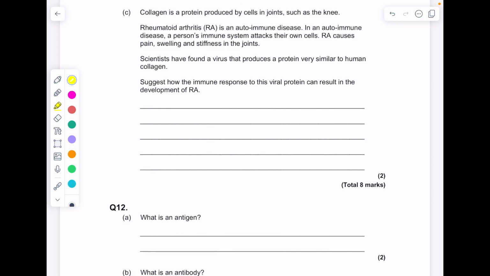Collagen is a protein produced by cells in joints such as the knee. Rheumatoid arthritis is an autoimmune disease. In an autoimmune disease, a person's immune system attacks their own cells. Rheumatoid arthritis causes pain, swelling, and stiffness in the joints. Scientists have found a virus that produces a protein very similar to human collagen. Suggest how the immune response to the viral protein can result in the development of rheumatoid arthritis.